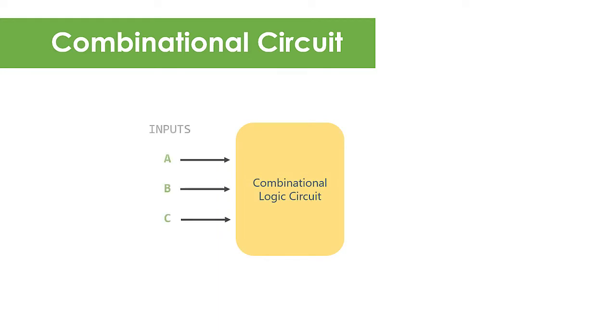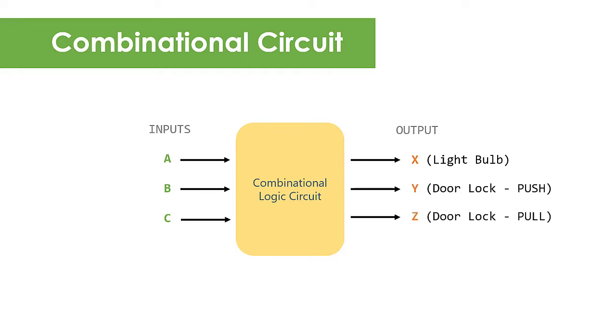Suppose we want to design a combinational logic circuit that accepts three input signals. We'll represent it with these variables A, B, and C. And we want this circuit to produce output signals that control the automatic on and off of the light bulb represented by this variable X, as well as to control an automatic locking and unlocking of the door represented by these variables Y and Z.